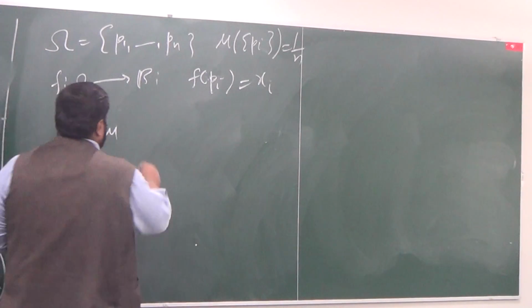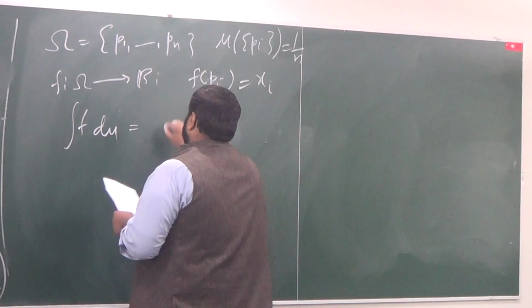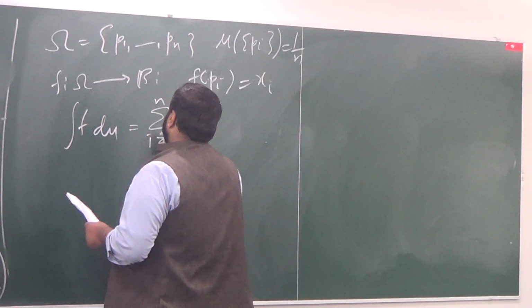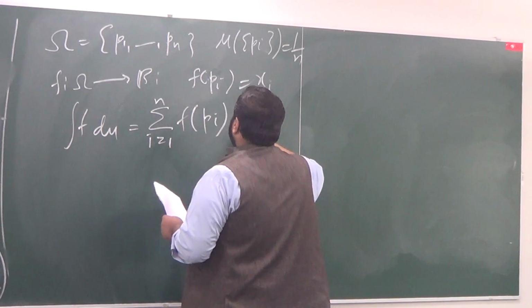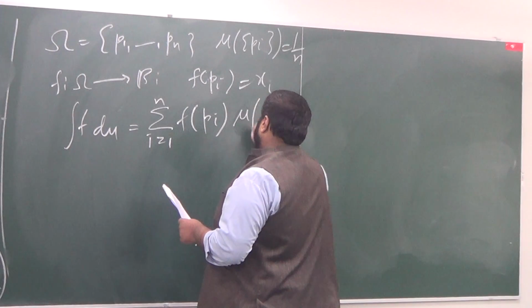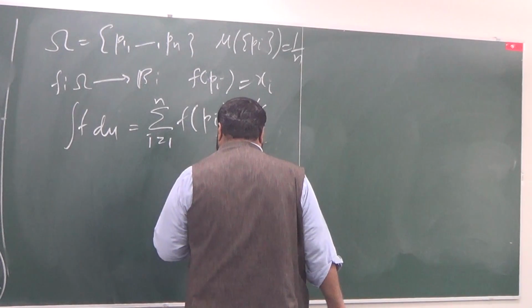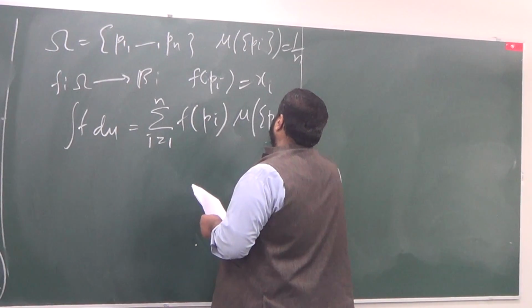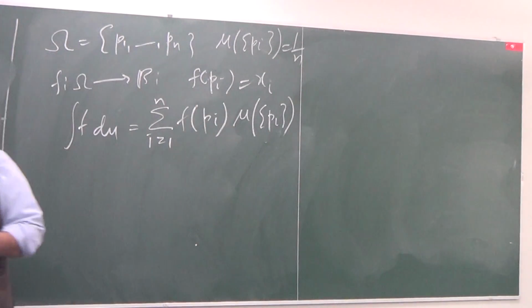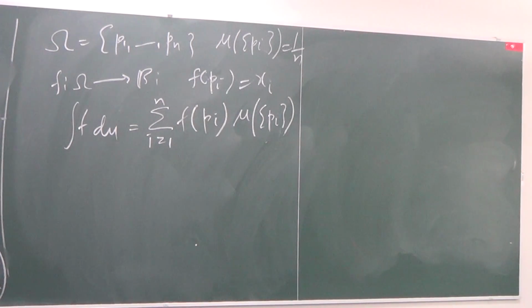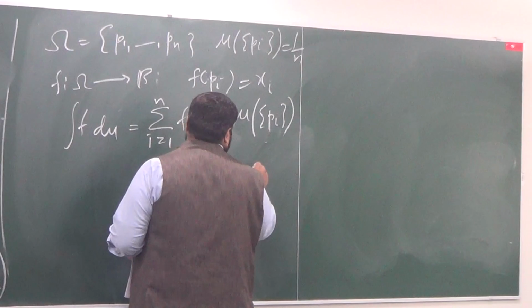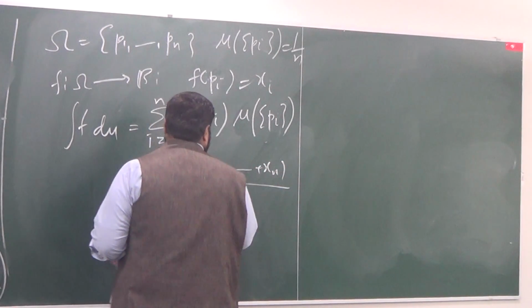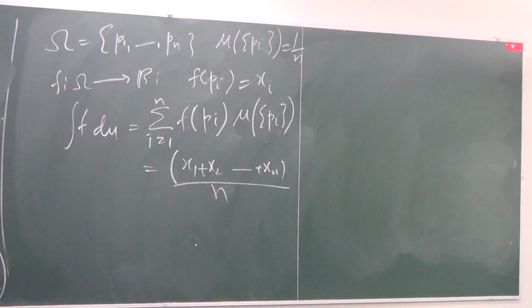The integral of f d nu is going to be simply the summation from i equal to 1 to n of f of pi multiplied by the measure of each of the points pi. Agree? We have this. And by the way, what does this mean? This means that you have x1 plus x2 and so on plus xn, and everything divided by n.